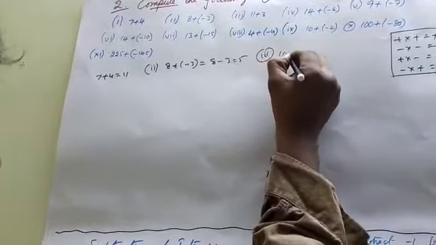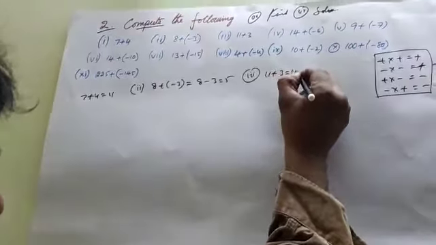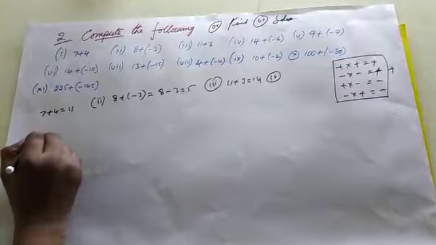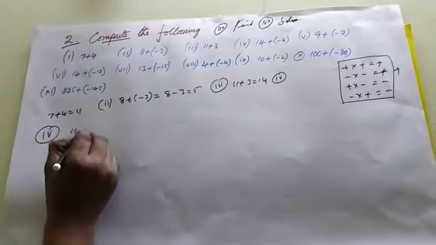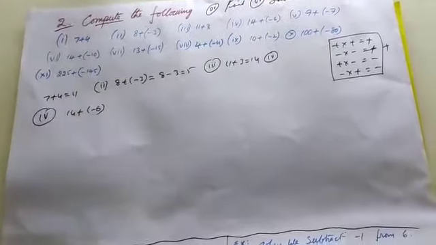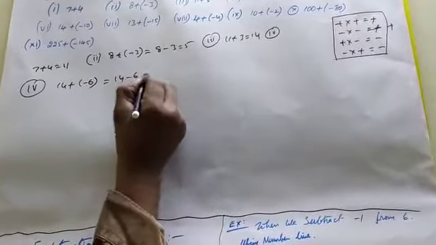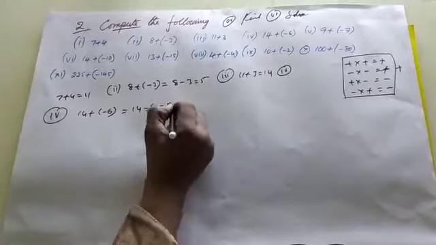At the same time, third. What is the third? 11 plus 3 is equal to 14, already well known to you. Therefore see, 14 plus of minus 6. 14 plus of minus 6, that is equal to 14 plus into minus 6, that is equal to 14 minus 6 is equal to 8.